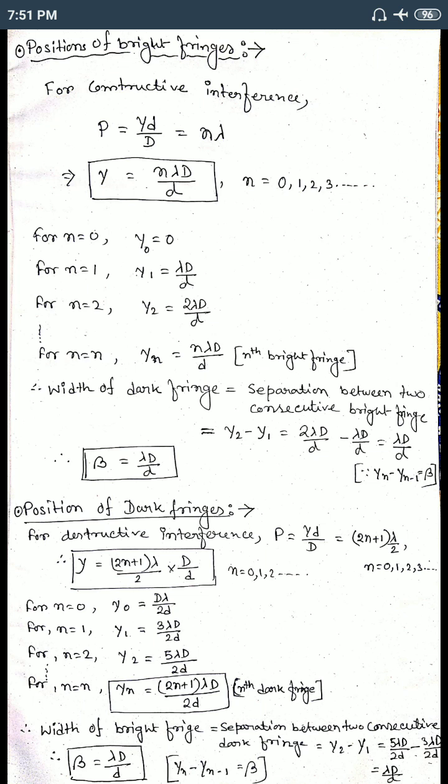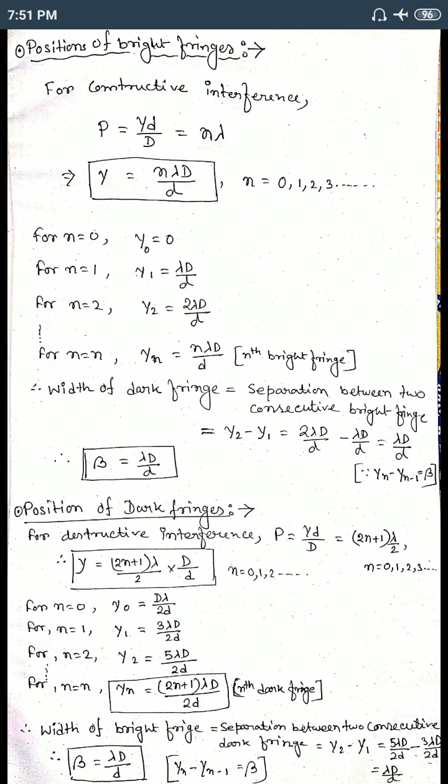Clear? Now, at point P we consider the bright fringes are constructed, and whatever the position is, y is the distance from the center, OP is y. So y is the distance of the position of the bright fringes from the center. Now if we find the width of the dark fringe, first the bright fringe is constructed, then dark, then bright. So the width of the dark fringe is the separation between two consecutive bright fringes.